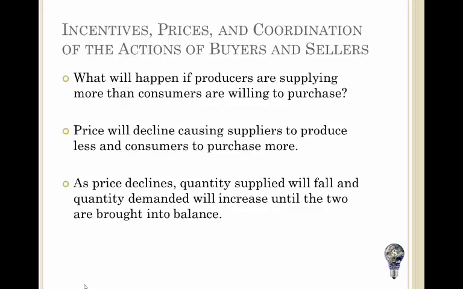We often see this, for example, at the end of the summer. Our summer clothes tend to go on sale because if inventories are high, sellers don't want to be storing those clothes. They want to get rid of them. And so that's when we often see summer clothes go on sale. As prices decline, the quantity supplied will fall and the quantity demanded will increase until the two are brought into balance.